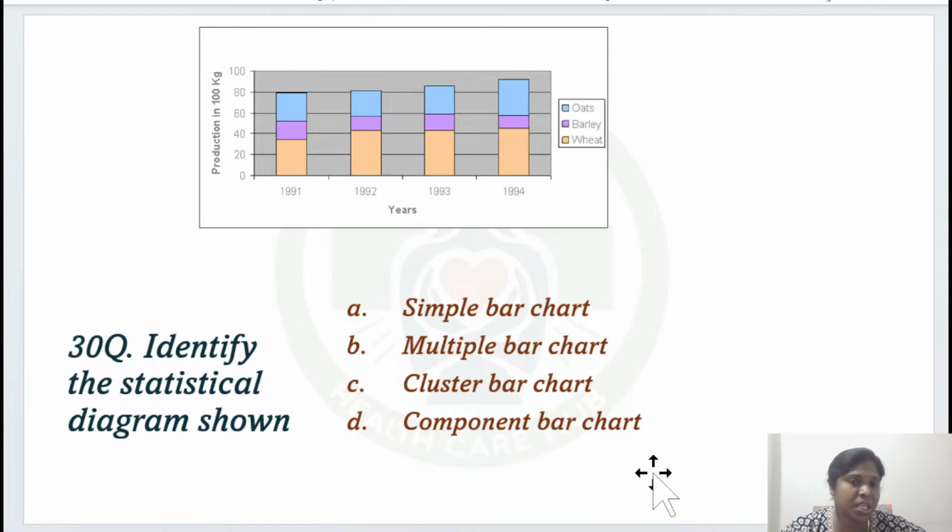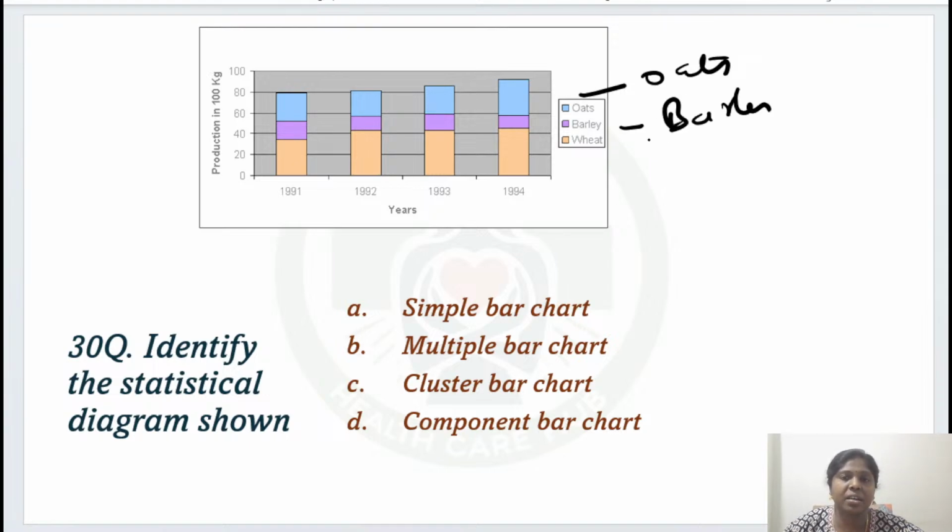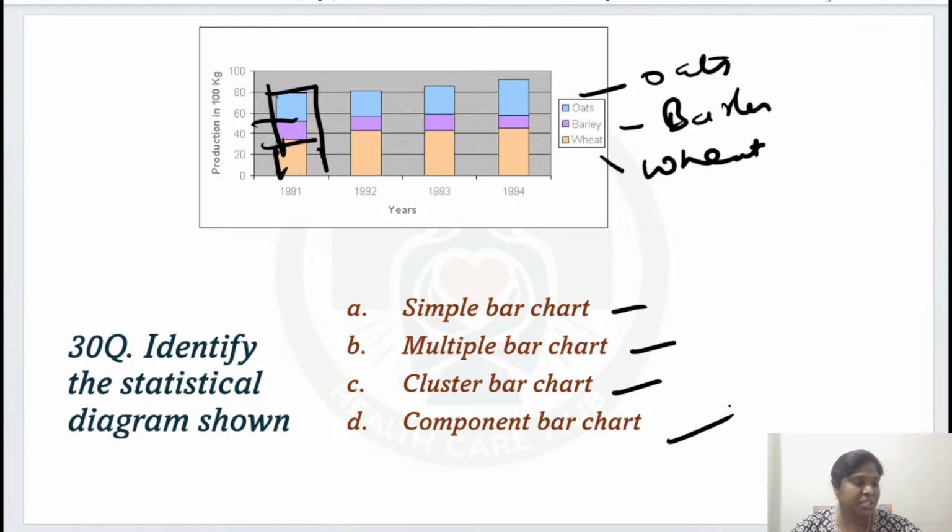Which one is this? Here you can see different types of components. The blue color component stands for oats, the purple color is barley, and the other component here is wheat. So, they have marked 3 components in one particular graph. So, what is this called? Simple, multiple bar chart, cluster bar chart, or component bar chart? Which one?